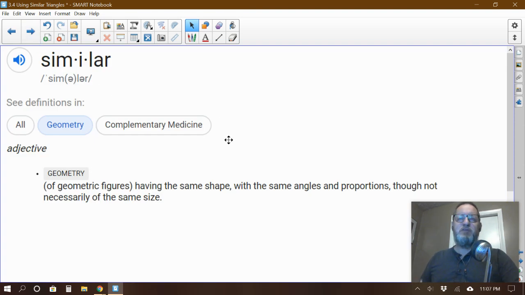All right, so first of all, similar. What does similar mean in geometry, in mathematics? It's two shapes that have the same shape, but not necessarily the same size. All right, moving on.